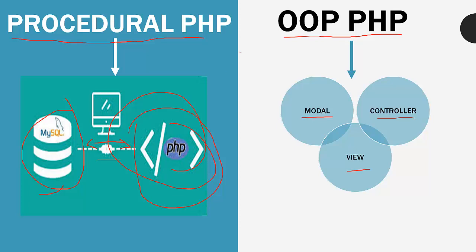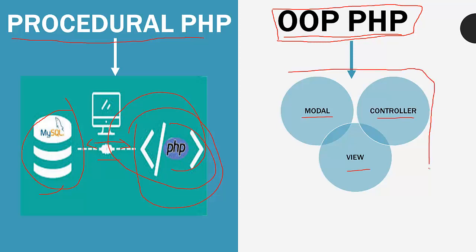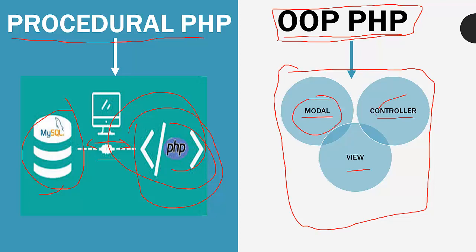But what is OOP PHP? As we know all about classes, OOP PHP is divided into three types. The first type is model, second is controller, and third is view. So this is our model, controller and view. What is a model, controller and view? I will tell you in the next slide, so please wait for that.